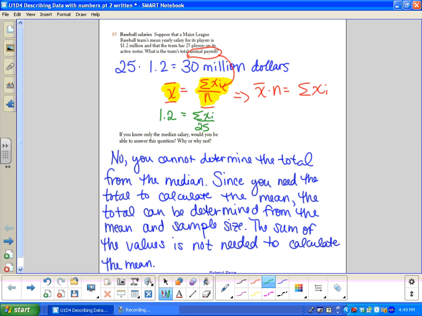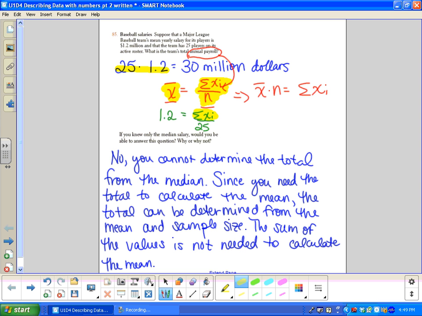So here we have a really simple algebra equation. If we want to solve for the sum of x sub i, all we have to do is multiply both sides by 25. That's what I've done up here. 25 times 1.2 is 30, so the total annual payroll is going to be $30 million.